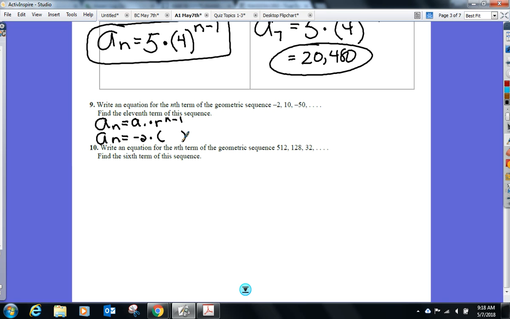So how do I go from negative 2 to 10, 10 to negative 50? What am I multiplying by? Negative 5. Hey, if you guys can't see that, remember the trick. Take a term, divide it by the previous. That will always find you the r value. Raised to the n minus 1. Now, use that formula to find the 11th term.